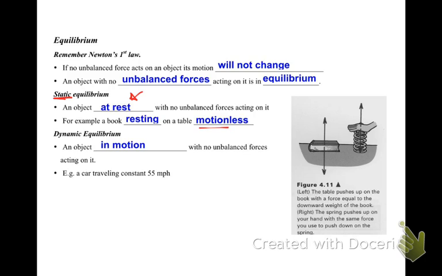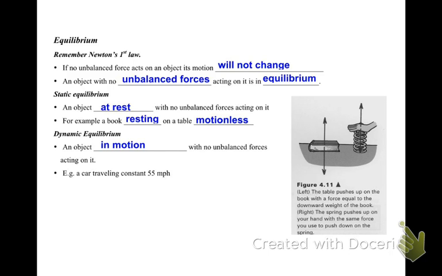Dynamic equilibrium means that the object is actually moving. However, if it's in equilibrium, that means that that object is in motion with no unbalanced forces acting on it. Here's our prime example. A car is traveling a constant 55 miles per hour. You set the cruise control. That car is said to be in dynamic equilibrium because there are no unbalanced forces acting on it. You're not accelerating. Since you're not accelerating, you are not experiencing any unbalanced forces.